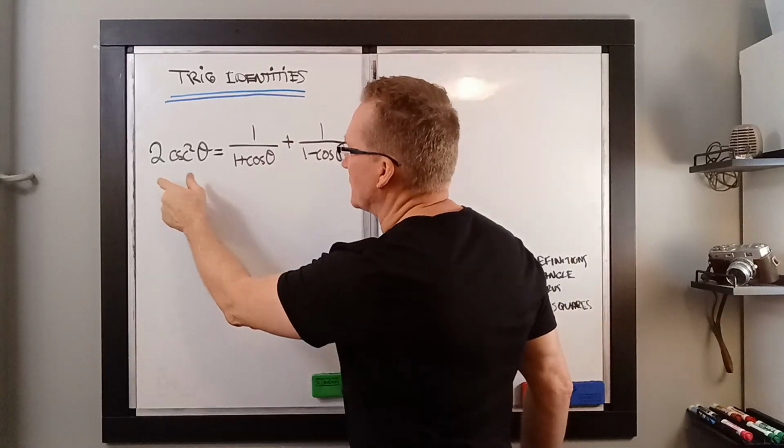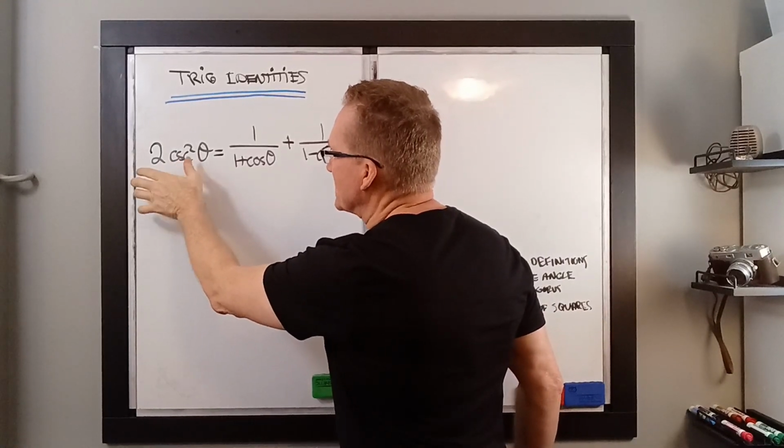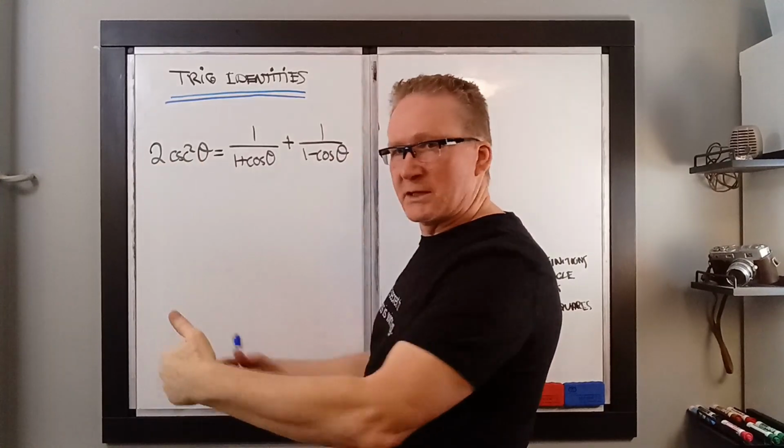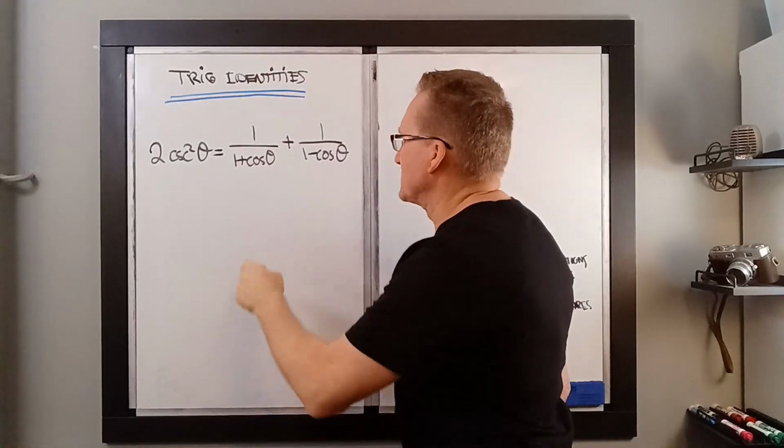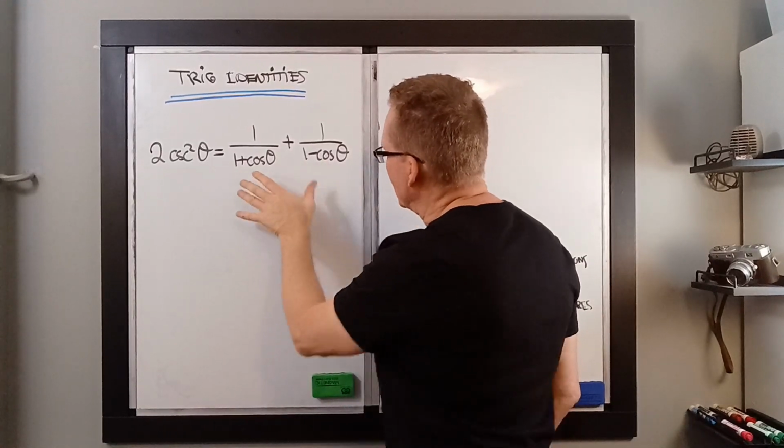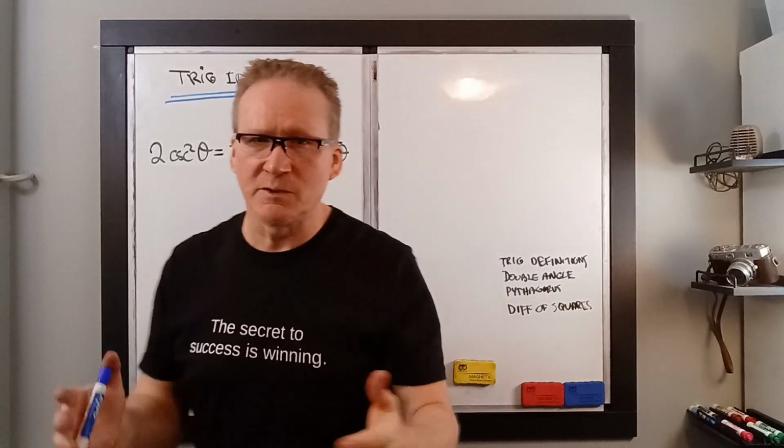This one looks sort of convoluted. Here we have 2 cosecant squared theta. Cosecant is the reciprocal of sine, 1 over sine. And then we have these two things. Now these two things look sort of familiar to us.